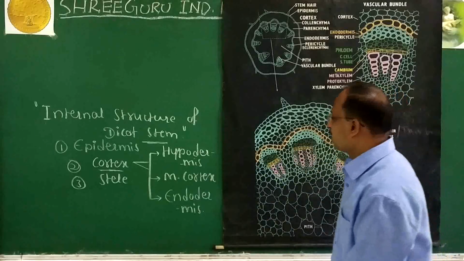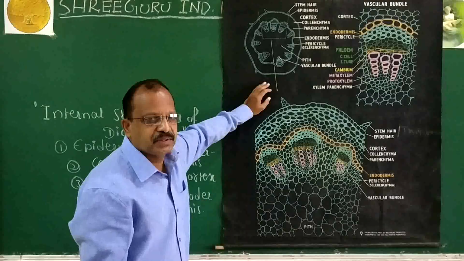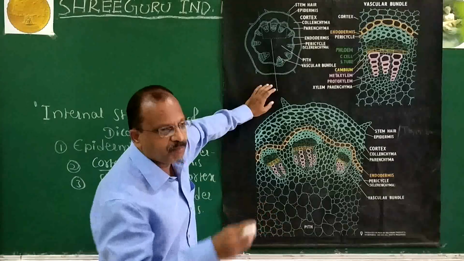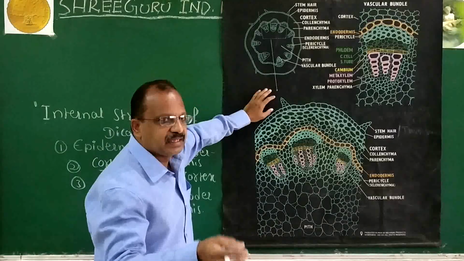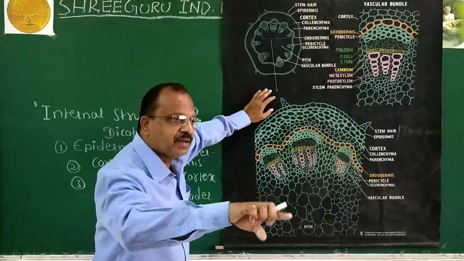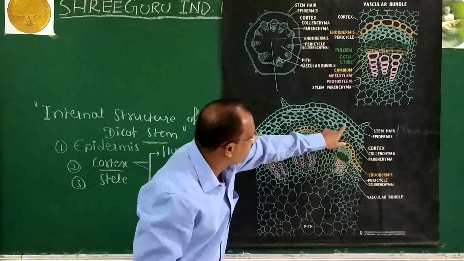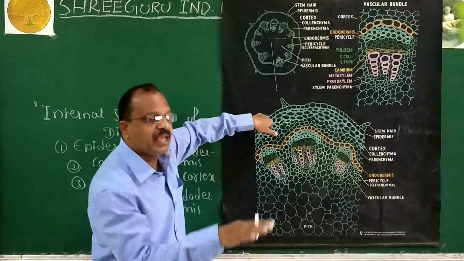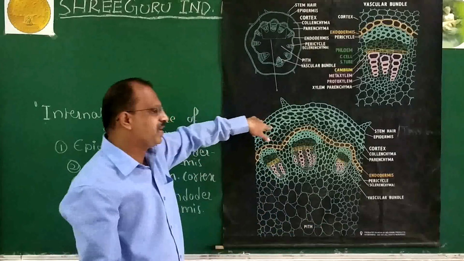Now first look over hypodermis. The name hypodermis is derived from Greek. Hypo means below, derma means layer. Hypodermis is the outermost layer of the cortex, just below the epidermis. Hypo means below. Just below the epidermis, hypodermis is present.